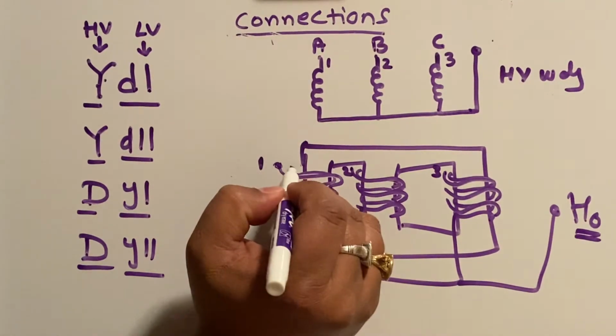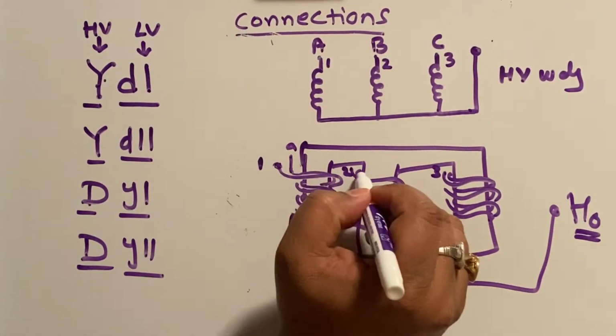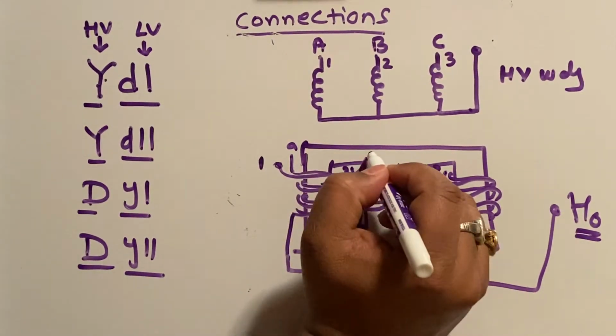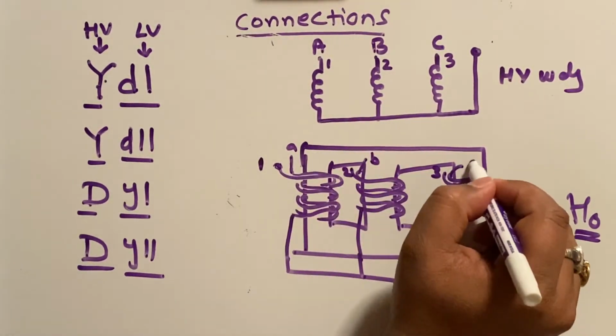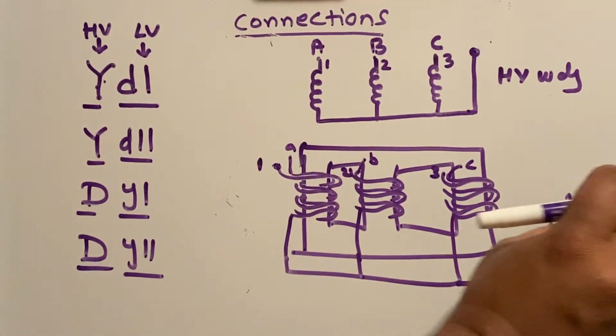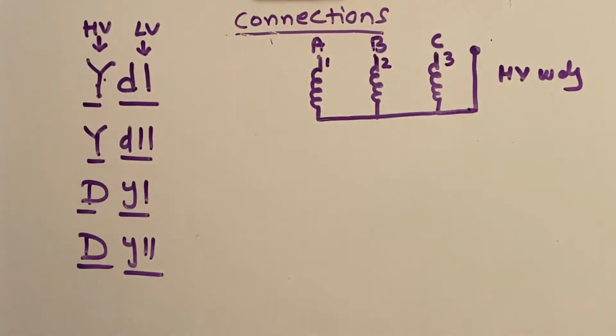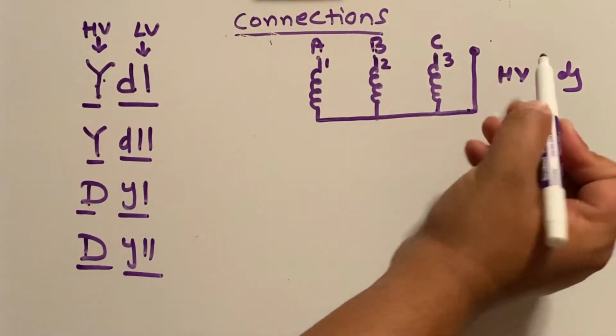Similarly, you will have small a, the low voltage winding, coming out of the same limb for A phase, small b for the B phase, small c for the C phase, and will make a delta winding. So here we are trying to make the physical connection so that we can achieve YD1. So this is Y connection.